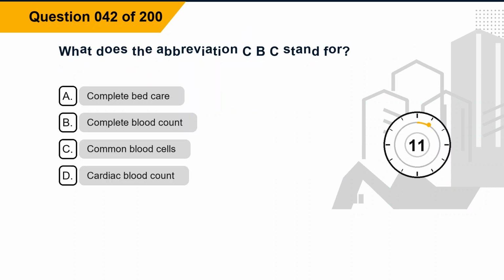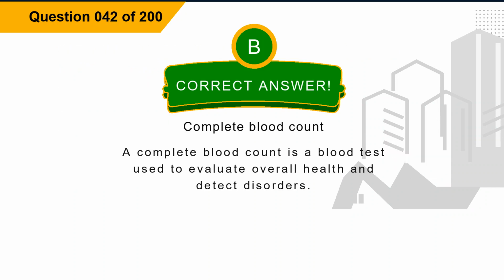Question 42. What does the abbreviation CBC stand for? Option A, complete bed care. Option B, complete blood count. Option C, common blood cells. Option D, cardiac blood count. The correct answer is option B, complete blood count. Explanation: a complete blood count is a blood test used to evaluate overall health and detect disorders.